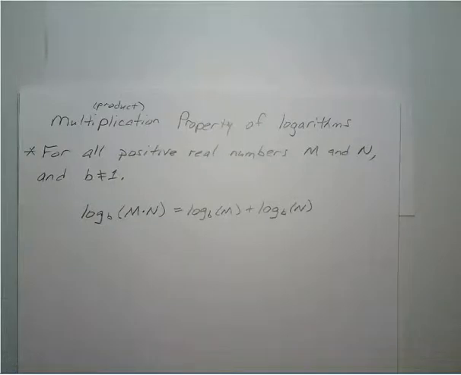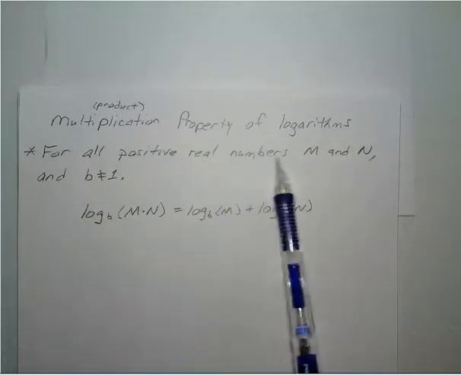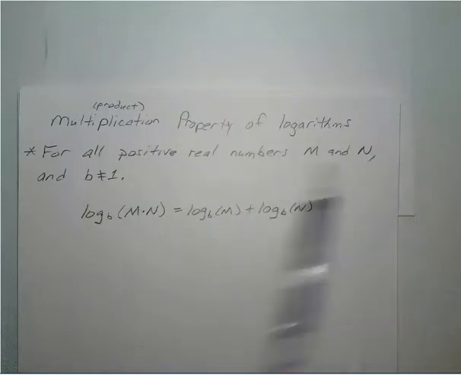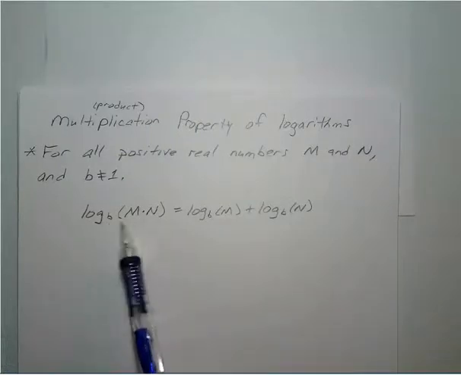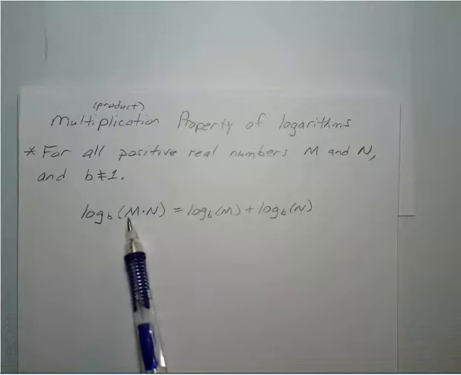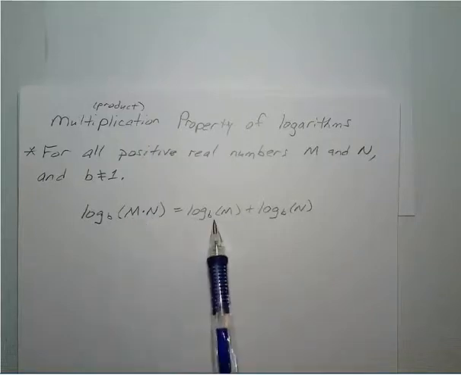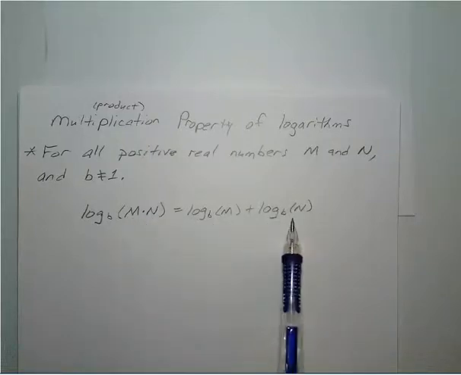Okay, so for this one we're going to use an uppercase M and N. So for all positive real numbers M and N, and a positive base B that does not equal 1, log base B of M times N can be separated into log base B of M plus log base B of N.